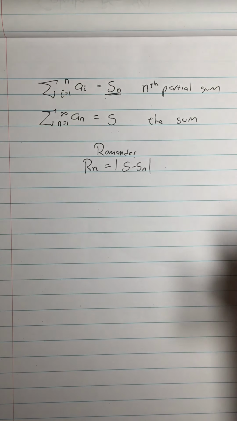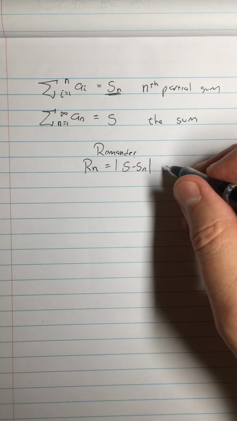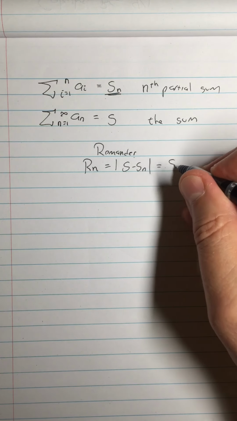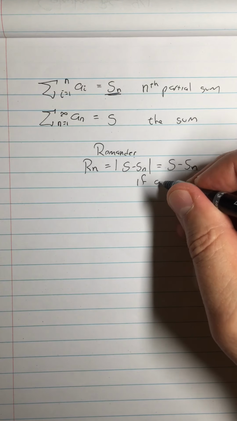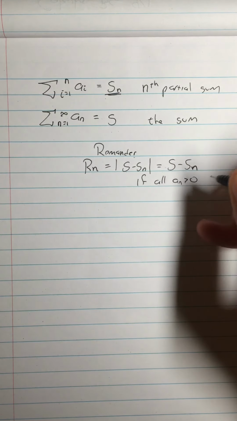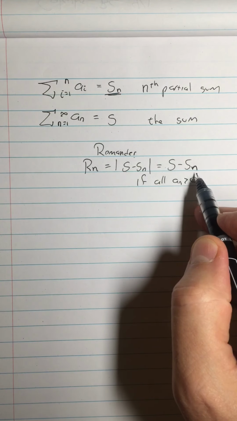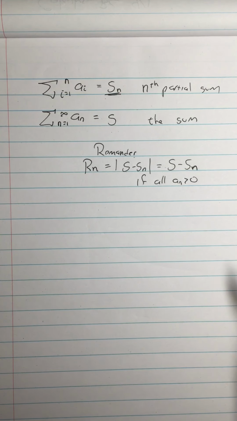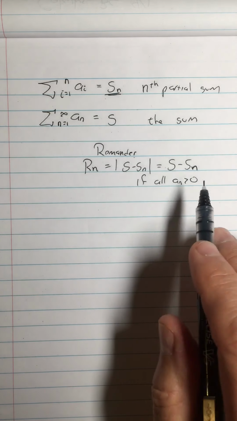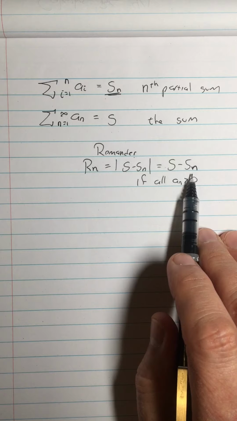And as long as we have a positive series, so all the terms are positive, this equals just s minus s sub n, if all a sub n are greater than 0, right? Because the total sum is going to be larger than any of the partial sums because we're always adding on more. As long as what we're adding on is always positive, which it won't always be, but for now we're always adding positive numbers, so that remainder is s minus s sub n, all right?